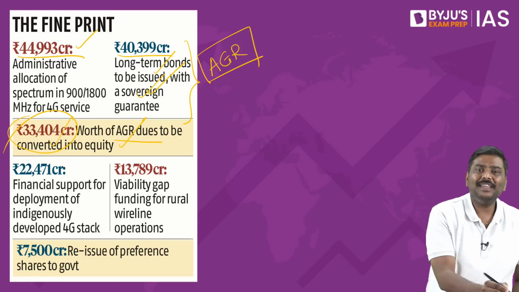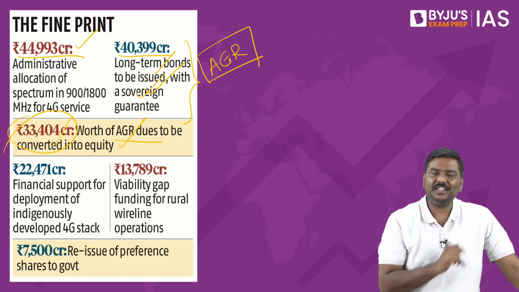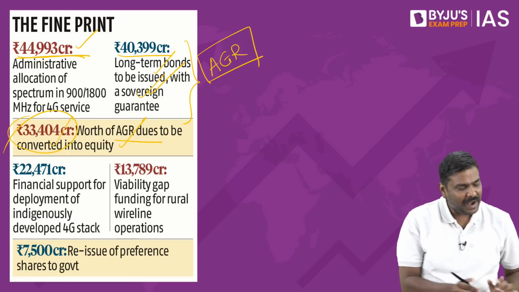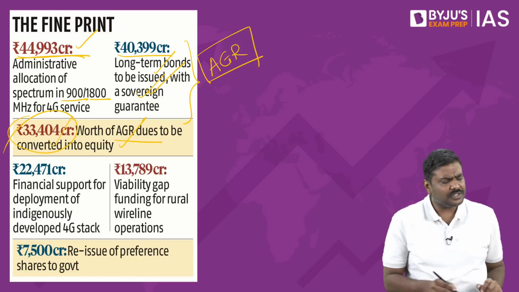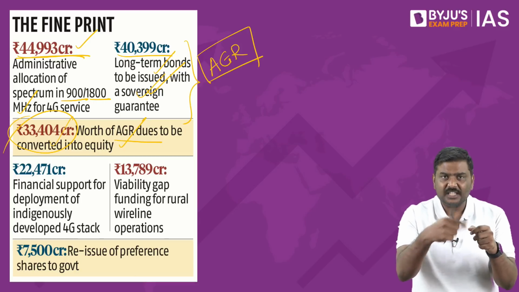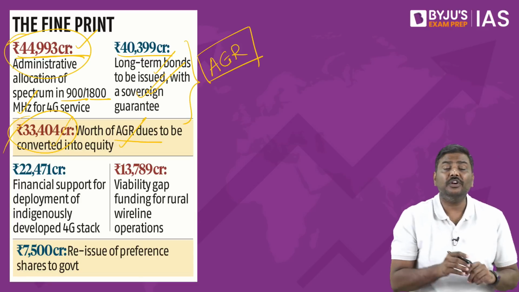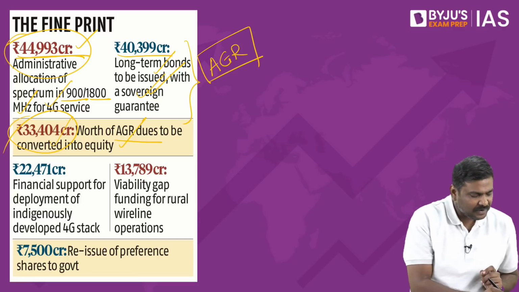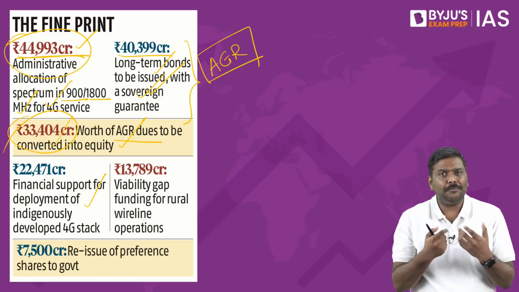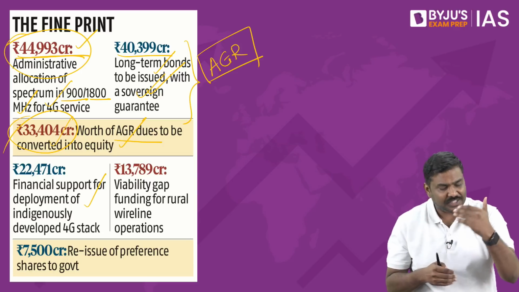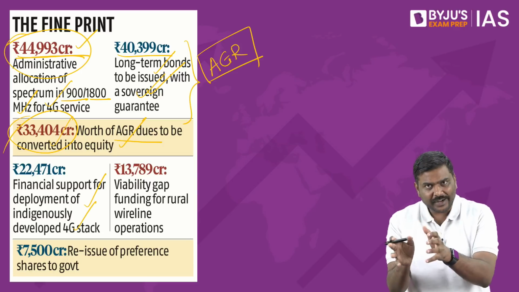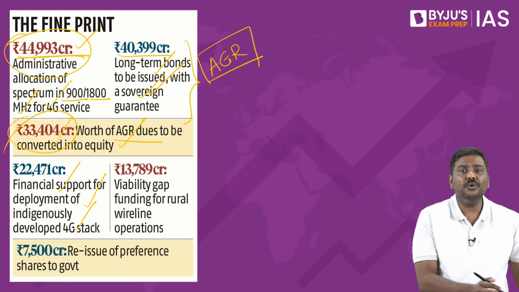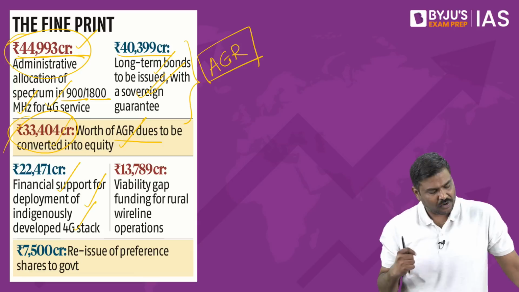Third, BSNL, if you have observed, does not provide 4G services. Now government says, I will make spectrum allocation to you in the bandwidth of 900 and 1800 megahertz, and using this spectrum, which is worth more than 44,000 crore rupees, you can start providing 4G services. Apart from this, Government of India has promoted development of 4G technology, that is a 4G stack, within the domestic market, Atmanirbhar 4G stack. BSNL will be used for deployment of this technology.